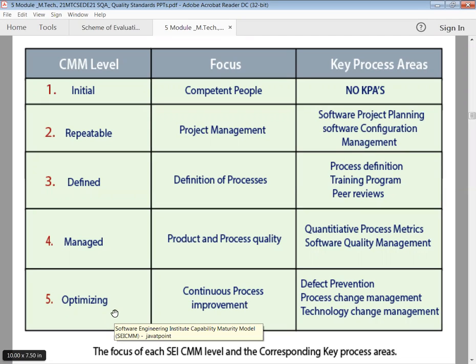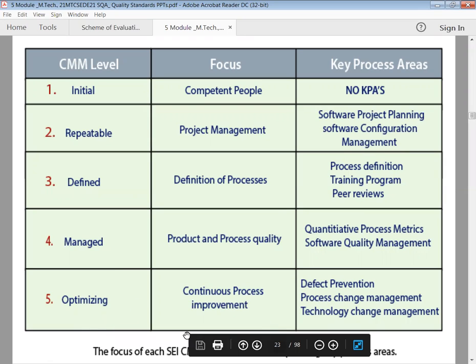In the same way, we'll have a number of solutions, and from the available solutions we have to choose the best, most efficient one. So in the fifth level, we are focusing on optimization. Here it focuses on defect prevention. If the number of defects is very low, your quality will automatically increase. Then process change management: if something is not giving you the perfect result, you have to change the process as well as management activities. Then technology change management.